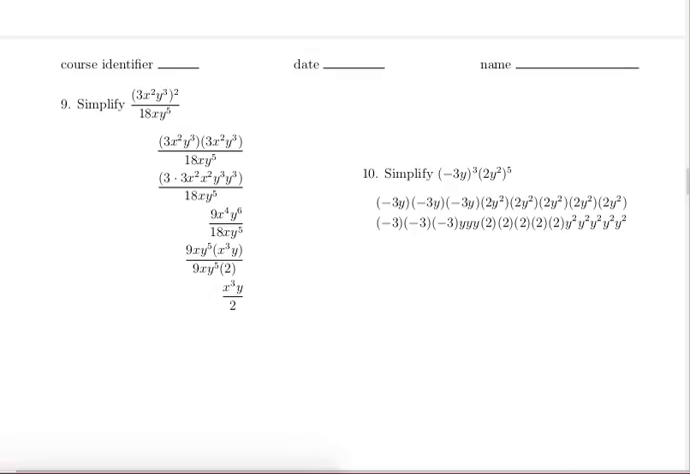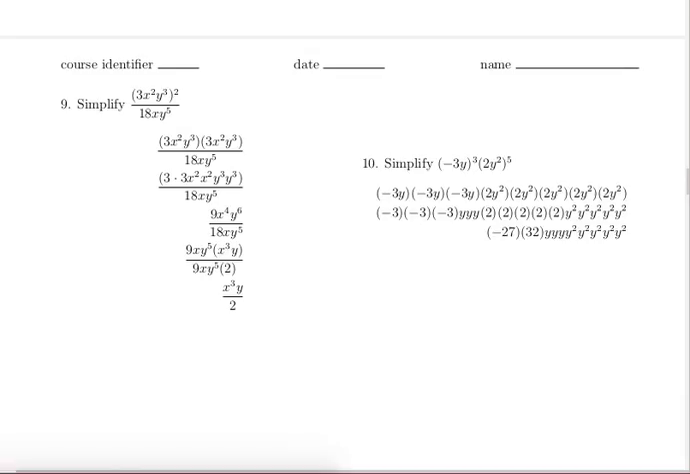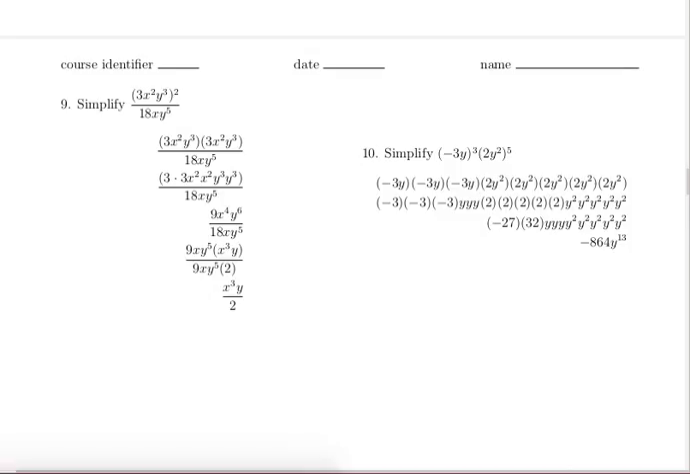Now, where possible, let's multiply the numbers. Negative 3 times negative 3 times negative 3 will be a negative 27. The 2 times 2 times 2 times 2 times 2 is 32. So now let's complete the multiplication with the numbers. Negative 27 times 32, and count up how many y's are multiplied together. So using our calculator or else long multiplication, negative 27 times 32 is going to be a negative 864. And notice there are 13 y's that are multiplied together, so that's y to the 13th power. That's it.